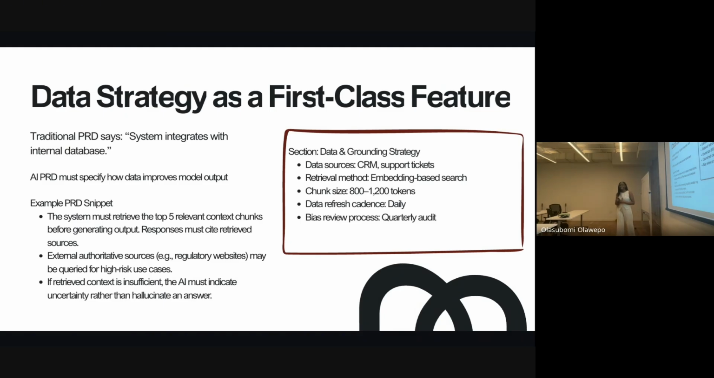You could do embedding-based search. You could also have specific chunk sizes to ensure that you have guardrails in place. For your data refresh, how many times should we pull? You could choose to do daily, you could choose to do hourly. It depends on what serves your purpose best. And then, how are we sure this is not just putting wrong things out there? You want to make sure you have an audit in place.